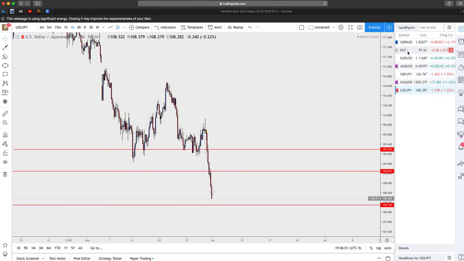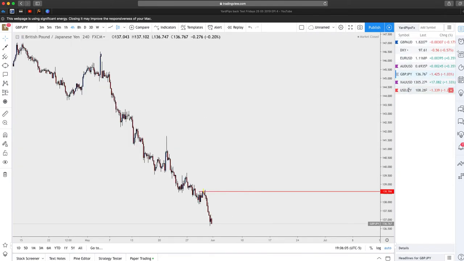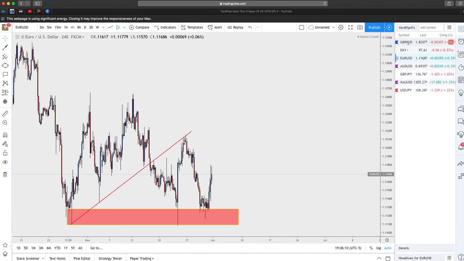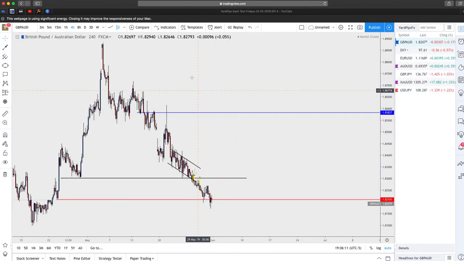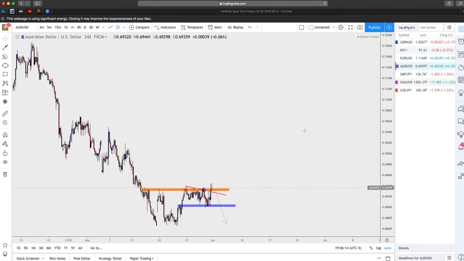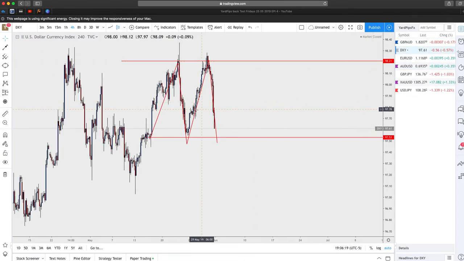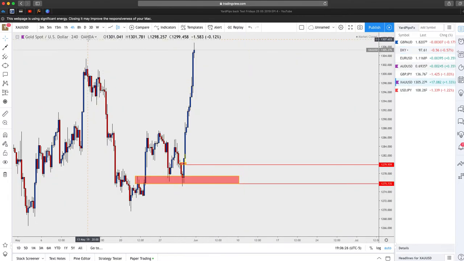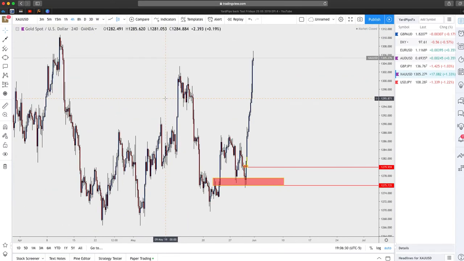If you notice what's been happening, it's just major selling on GBP pairs and major buying on US dollar pairs, the ones that I trade. We know why there's major buying on the US dollar pairs: it's because the DXY is pushing to the downside. Correlations.